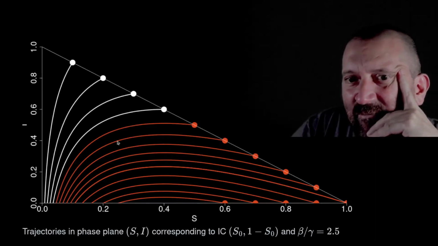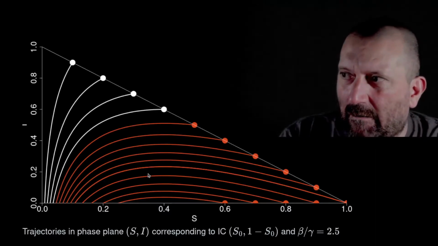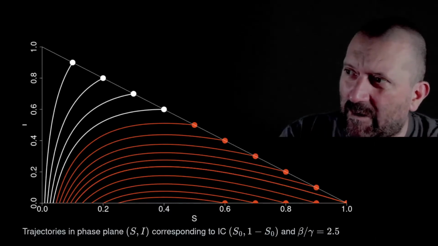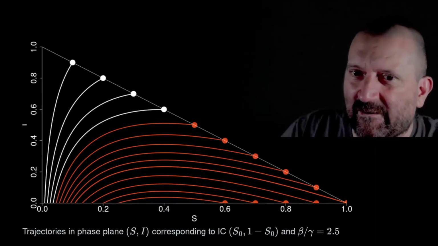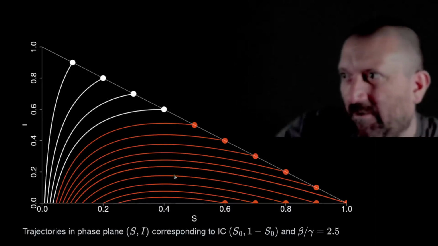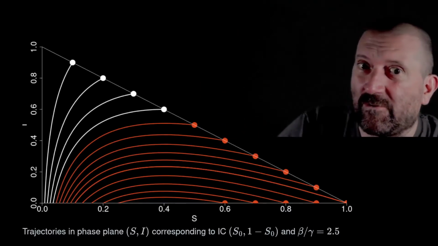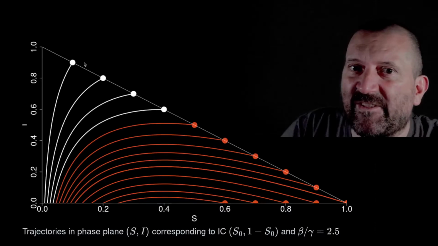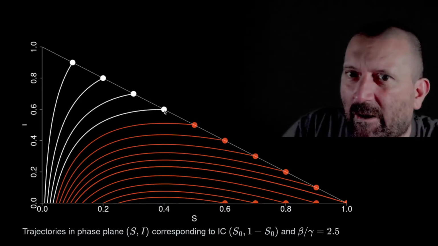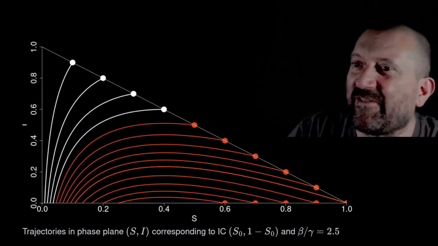So in this case, the red curves are the situation where R0 times S0 is larger than 1. I first reach a maximum that I could compute precisely along these curves, maximum of I. And then I go to 0. Whereas if R0 times S0 is less than 1, which is these white curves, then all I do is decrease to 0.